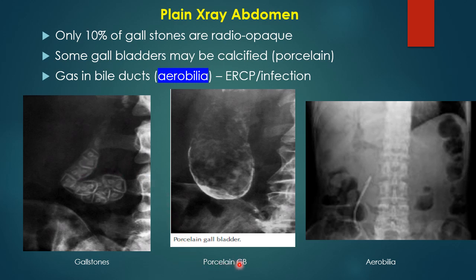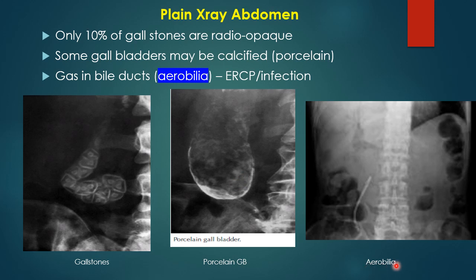The case of a porcelain gallbladder is a chronic cholecystitis with massive calcification of the gallbladder, which can be easily seen on a plain X-ray. And this porcelain gallbladder is considered one of the predisposing or pre-malignant conditions of carcinoma of the gallbladder.